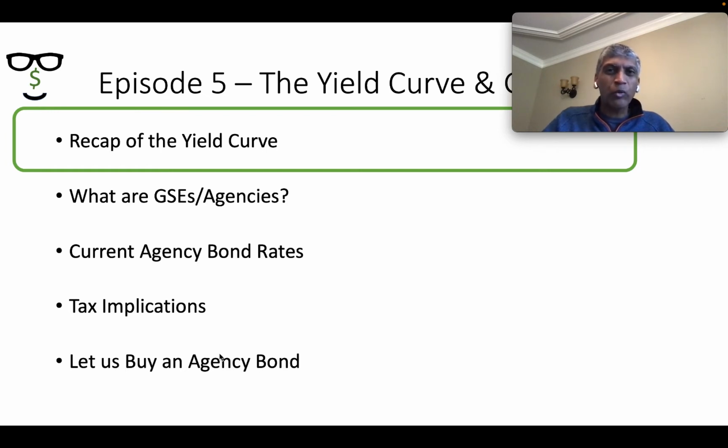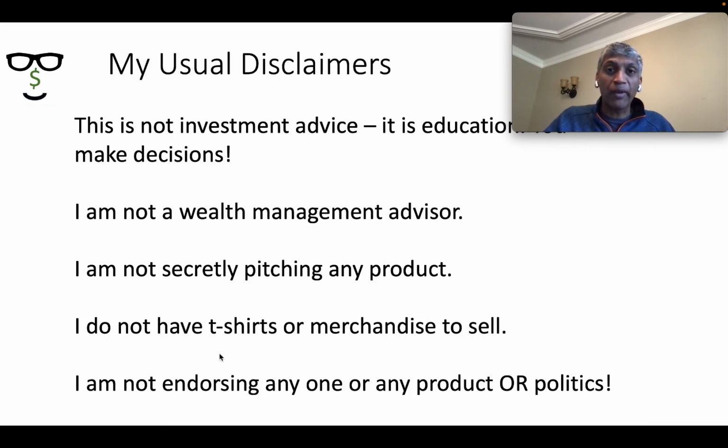And then we're going to talk about GSEs, an acronym that is a mouthful and it contains an alphabet soup behind it. And we'll talk about what that is. We will then look at how the agency bonds are doing today, what kind of rates are available. We're going to discuss their tax implications, and finally, we're going to go buy a couple of agency bonds. So that is what episode 5 is all about.